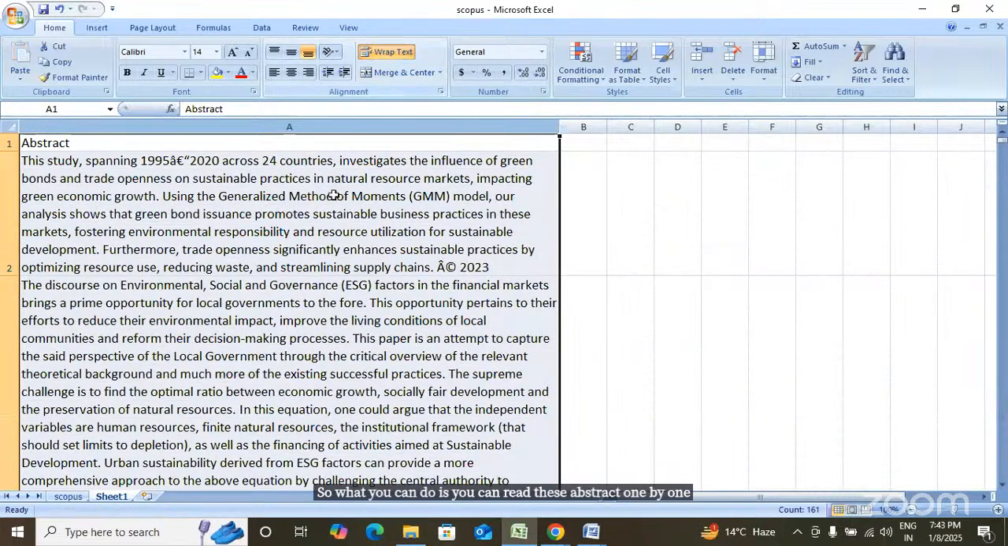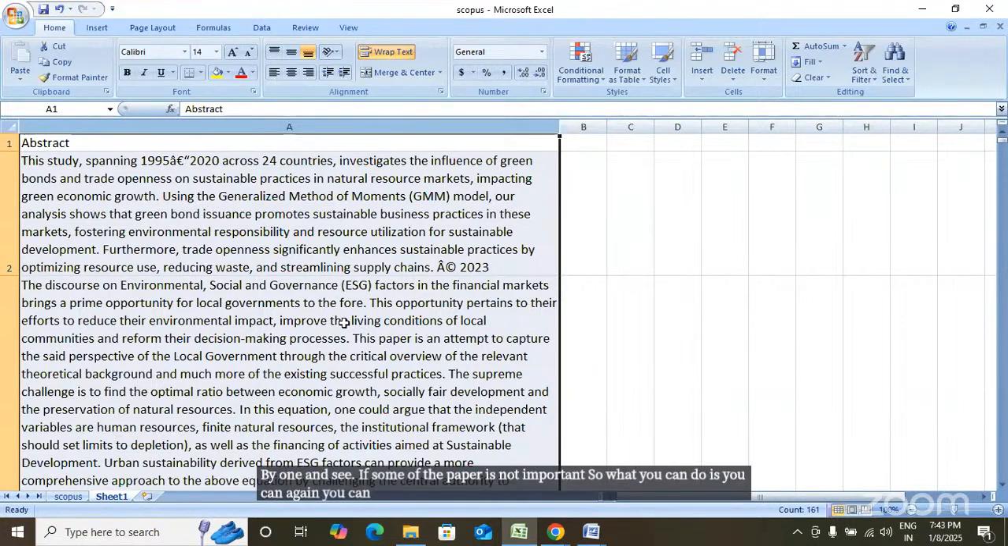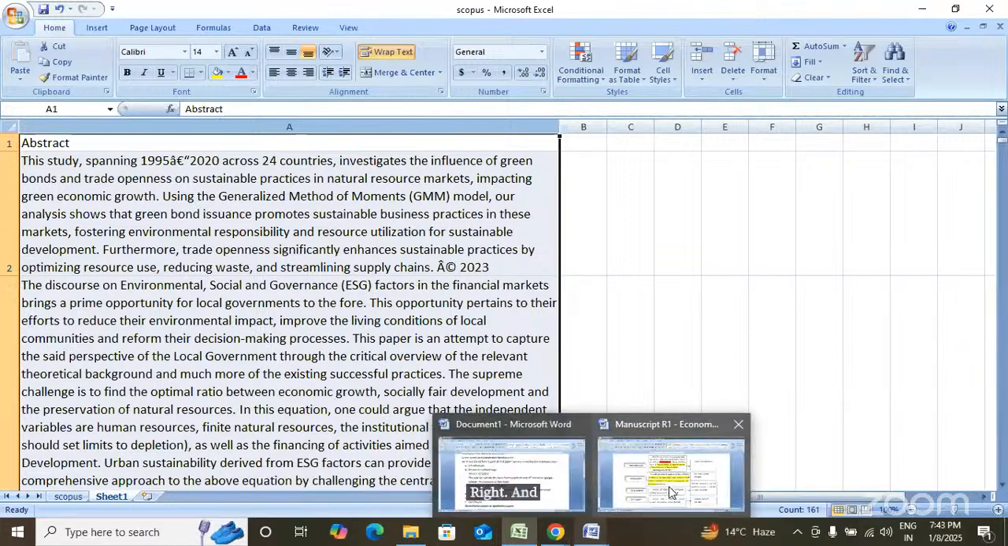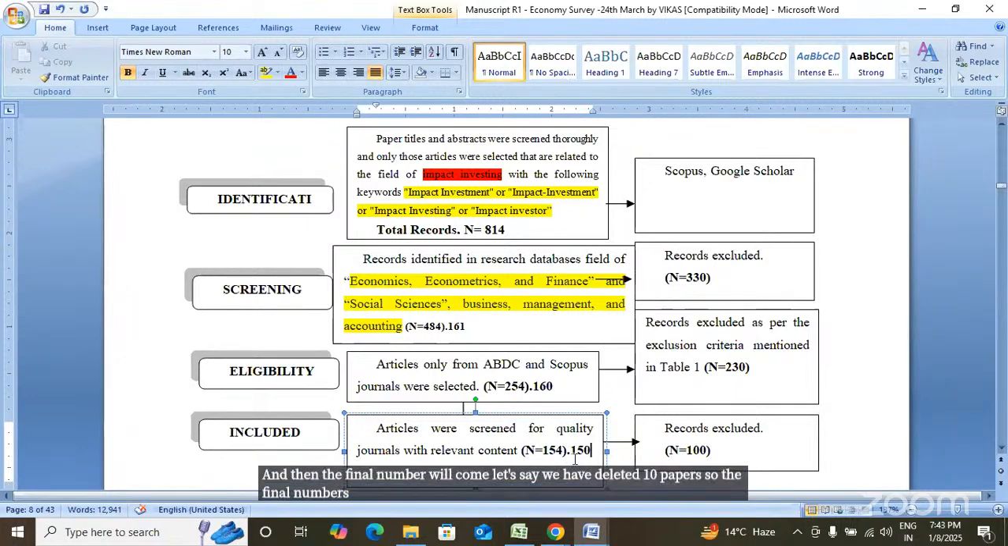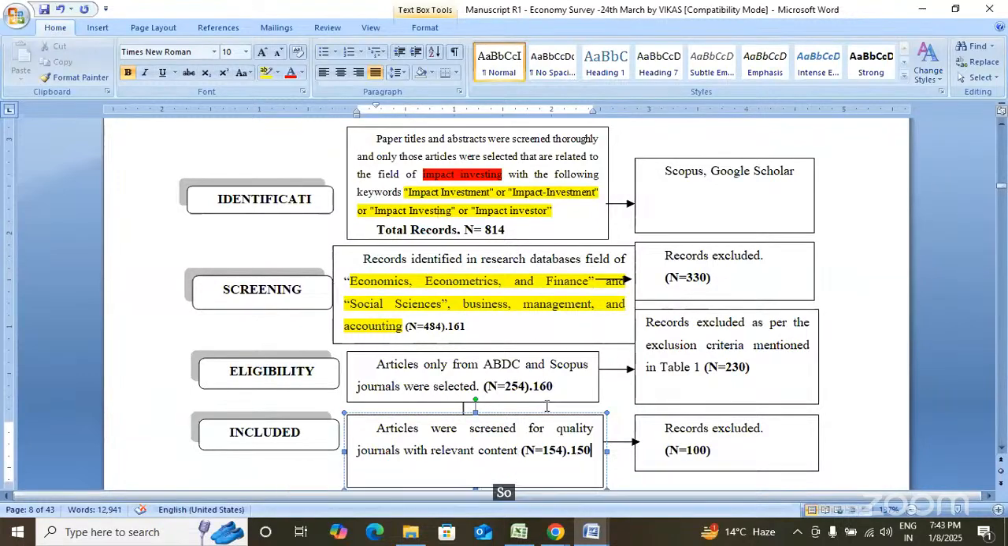You can read this abstract one by one and see if some of the paper is not important. So what you can do is you can again delete that paper, right? And then the final number will come. Let's say we have deleted 10 papers, so the final number on which we will be doing SLR will be 150. So this is in totality the PRISMA framework.